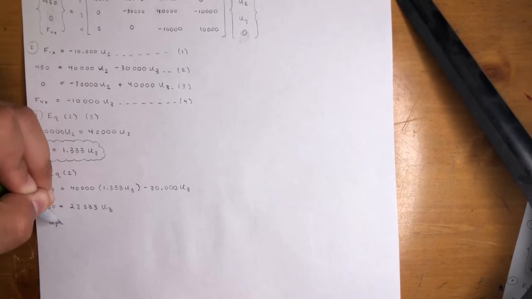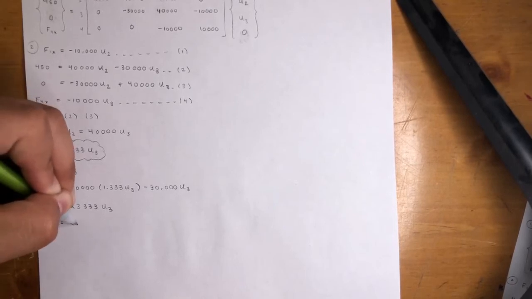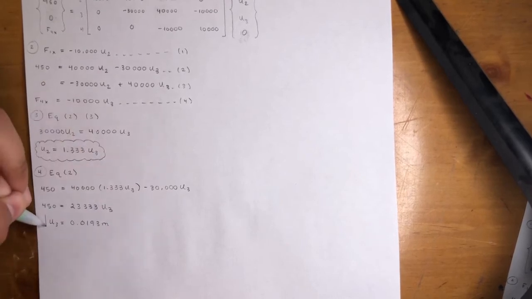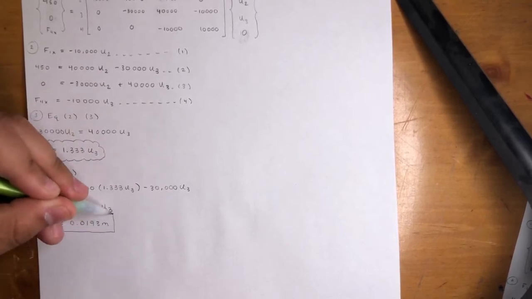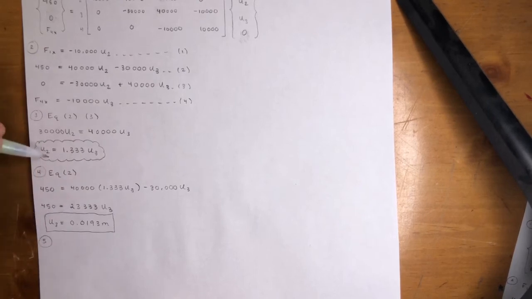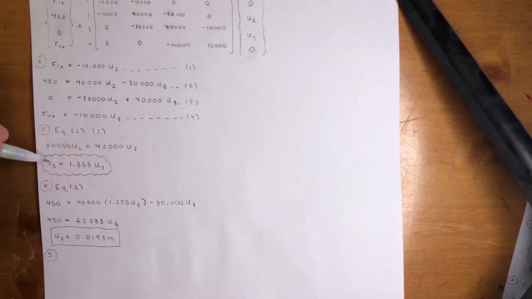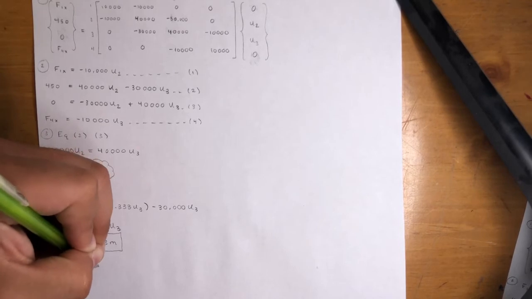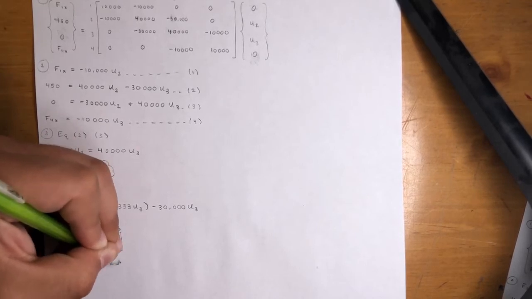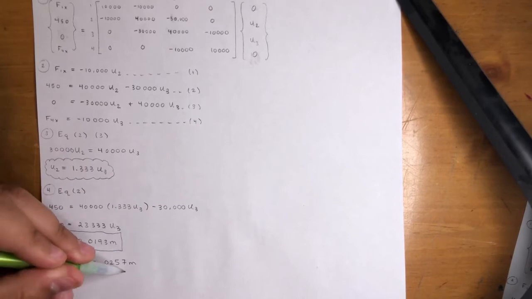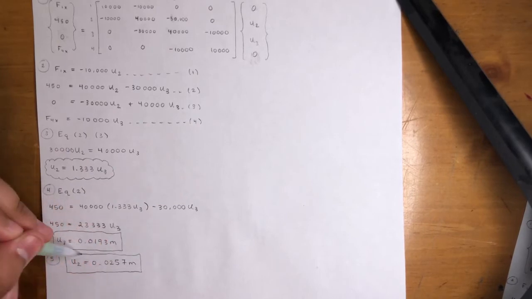You will get, I already did all the calculations, just FYI, 0.193 meters. So that's the answer for u3. Plug this number into u2 right here, in this equation. You could solve u2. u2 is equal to 0.0257 meters. So we got both displacements that were unknown.